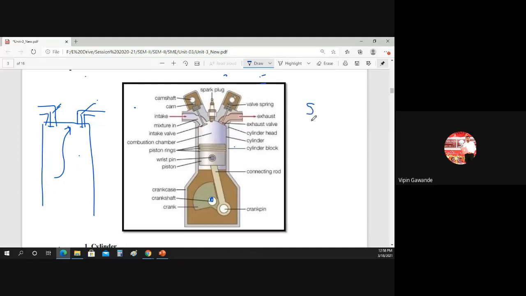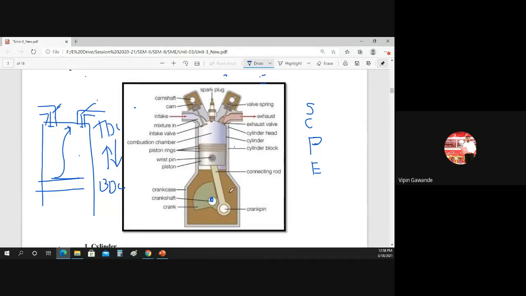We have suction stroke, then compression stroke. Okay, we have power stroke, and then the exhaust stroke. Now during all these strokes, the piston will move from the bottom dead center to the top dead center, and then again from top dead center to the bottom dead center. So there is a movement of the piston.